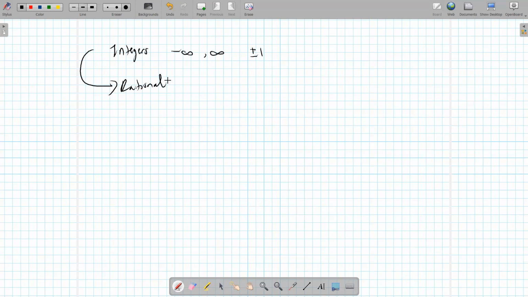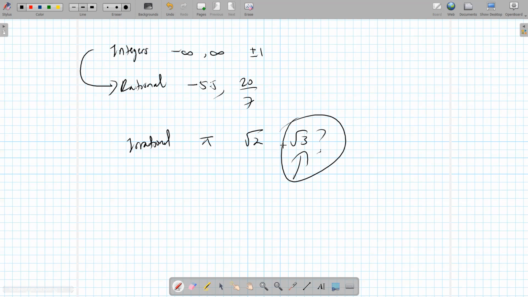Integers are rational numbers, but rational numbers also contain other things such as negative 5.5 or anything you can write as a fraction, like 20 over 7. Irrational numbers are numbers that you cannot write as a fraction, for example pi, or square root of 2, or square root of 3. I don't know about square root of 3. Let me just double check. Is this going to give us a fraction? Oh, square root of 3 actually ends, or maybe I'm in scientific notation. There's no way that ends. Square root of 3 would also be an irrational number. Cool.